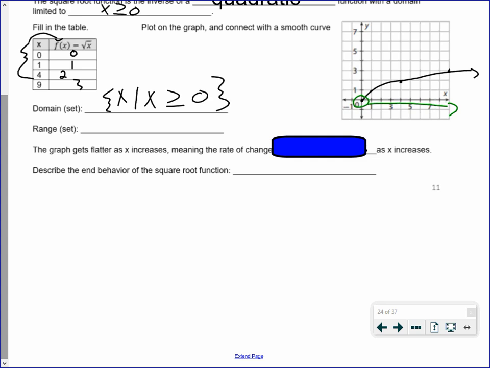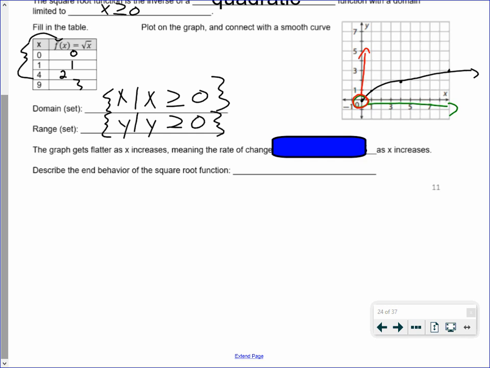And for the range, we start at this point right here. We pretty much just call it the vertex. It's (0, 0), so our smallest y value is 0. And this graph is always increasing, it's always going up and right, so the y values are always increasing. That means our smallest y value is 0, and our biggest y value is going to be infinity. So our range is every y value such that y is greater than or equal to 0.